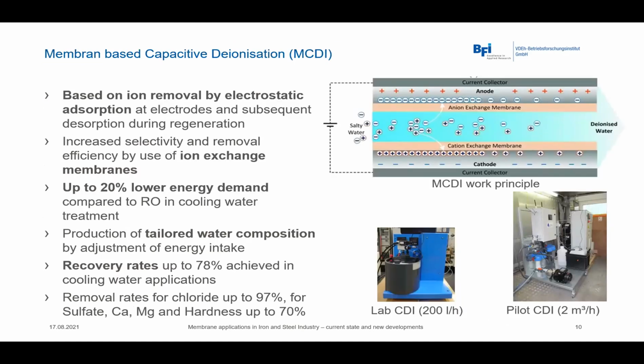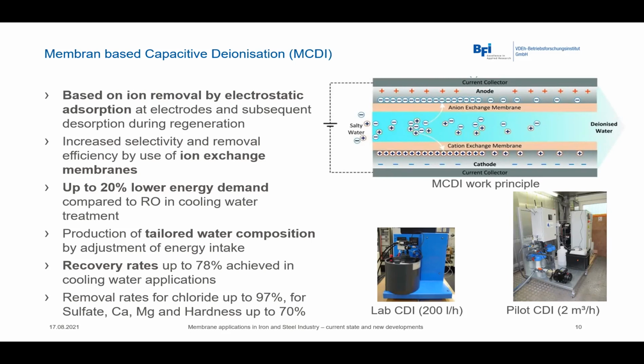Another technology we were dealing with is membrane-based capacitive deionization. We see this application for salt contents of 2 to 3 grams per liter in, for instance, cooling water applications. We see this as an alternative compared to reverse osmosis, depending on the application. If we are talking about high loads of solids, it's no question that reverse osmosis is best; you can apply nanofiltration depending on the application and the water.